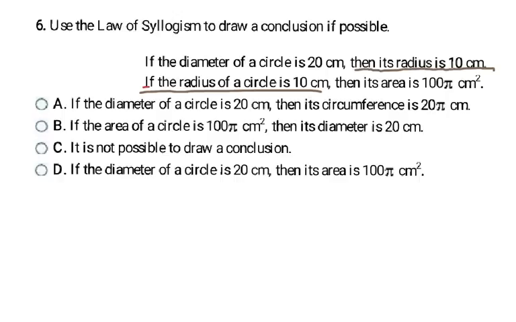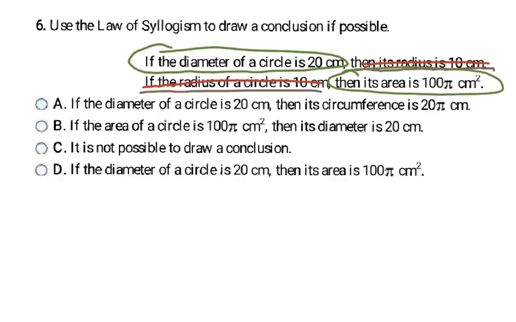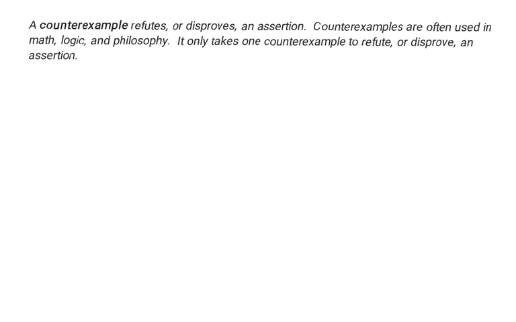So I can go ahead and eliminate that middle part and just look for the answer that gives me if the diameter of a circle is 20 centimeters, then the area is 100 centimeters squared. And the answer that gives me that is D, so D is my answer.